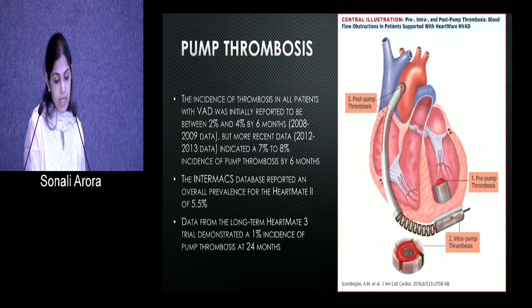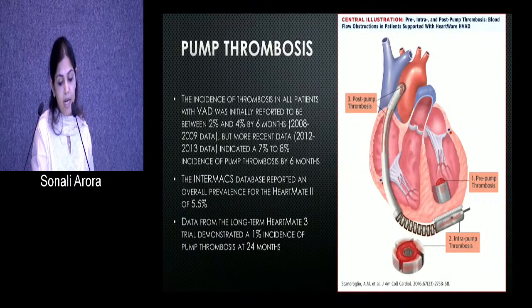Pump thrombosis: the incidence of thrombosis in all patients with VAD was initially reported to be between 2 and 4%. This is the 2008 and 2009 data, but more recent data indicated 7 to 8% incidence of pump thrombosis by 6 months. The Intermacs data actually reports an overall prevalence for HeartMate 2 of 5.5% and for HeartMate 3 about 1% incidence of pump thrombosis at 24 months.